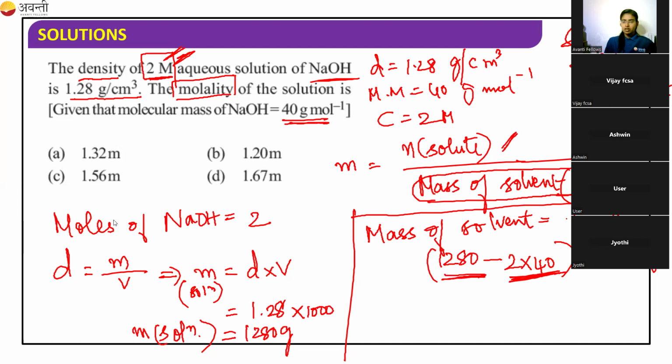So we have got the mass of the solvent and the number of moles, and we can substitute directly in the formula to get the molality. Molality is equal to the number of moles of solute, which is 2, divided by the mass of the solvent, which is 1.2 kilogram. Has anyone got the answer for this? What is 2 divided by 1.2?